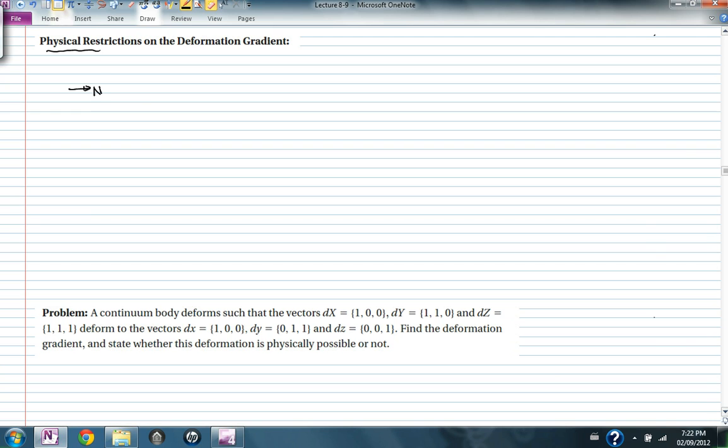If this is n, and this is m, and this is p, 3 vectors in R3, actually, and they are elements of omega naught, Fn, Fm, Fp are elements of the object after deformation, so they're the images of n and m and p after deformation.